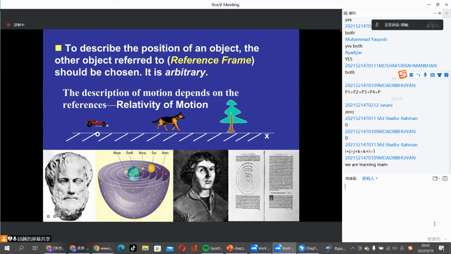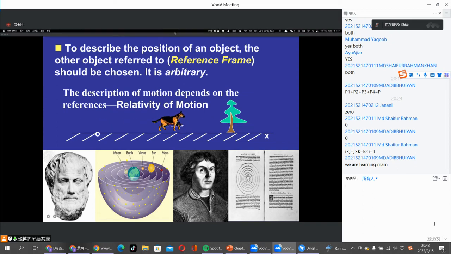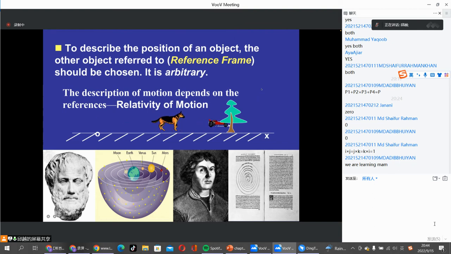Okay, let me repeat my question. One student just attended the class because of failure in the network. Okay, let me repeat my question. How will you describe the motion of the dog if you choose the car as the frame of reference?